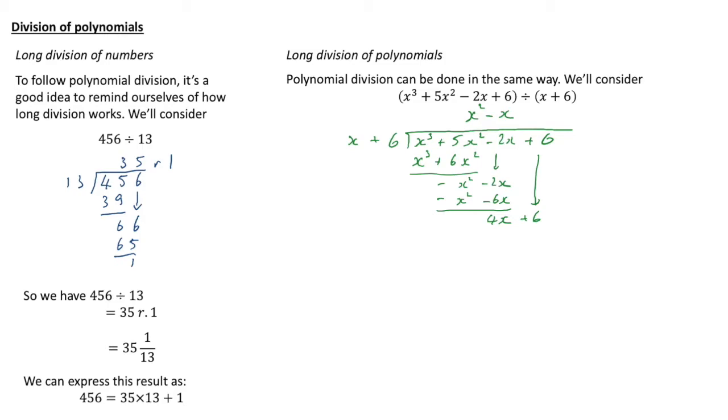We then bring the 6 down, so we're now dividing x plus 6 into 4x plus 6. So we need 4 times x plus 6 to get rid of the x's. So we have plus 4 and then 4 times x plus 6 is 4x plus 24. When we subtract that, we have minus 18, and we can't divide x plus 6 into that, so that is our remainder.